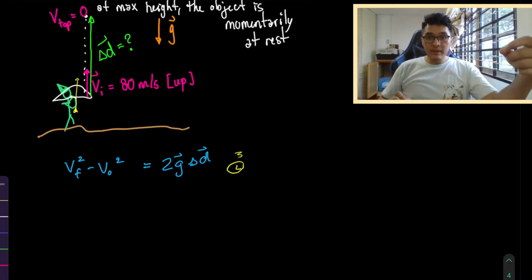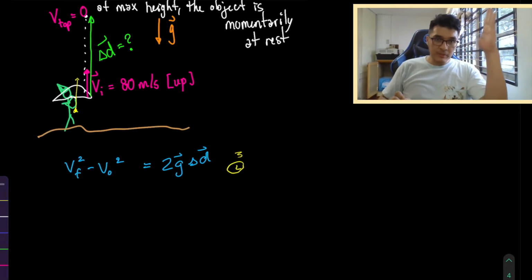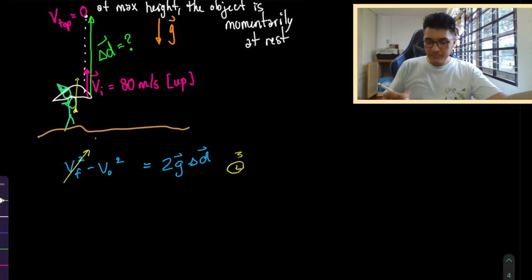And then what you have to do next is consider, are my vectors pointing up? I'm going to put a positive number for it. If it points down, I put a negative number for it. So my velocity at the final, which is the top, is 0. Initially, it was 80. G points down, so you have to put negative 9.8. My displacement points up, so you put a positive quantity, delta D.